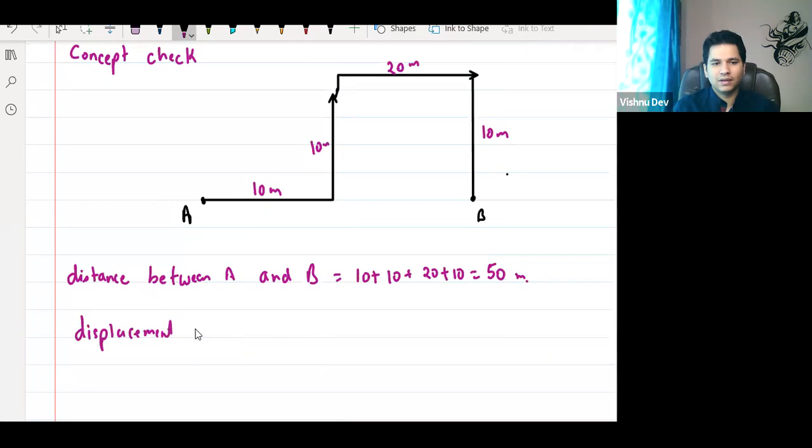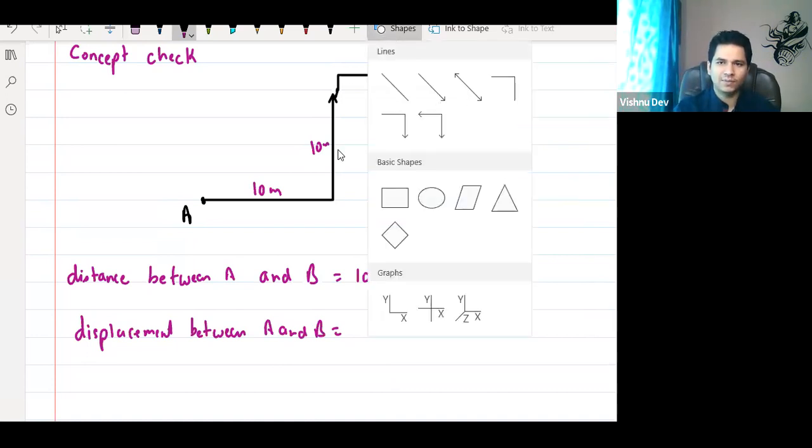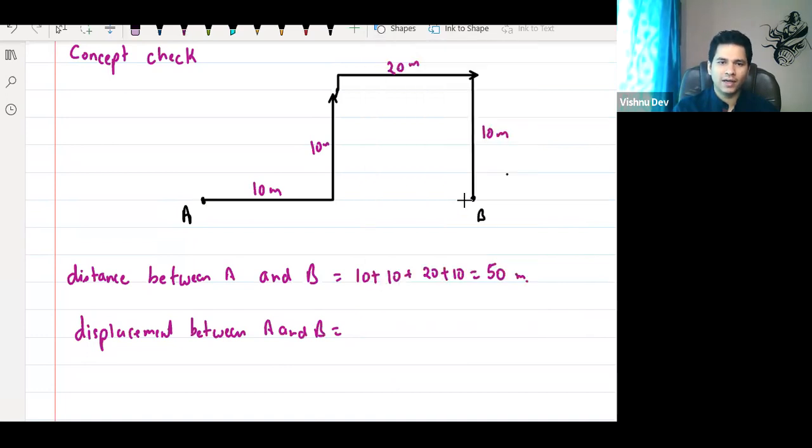Displacement between A and B. Sir, for displacement, just join A and B directly with a straight line. Displacement between A and B. So for displacement, just connect point A and point B directly. Simple. That's it. That's all you have to do. That is the shortest, right? Very good, everyone.